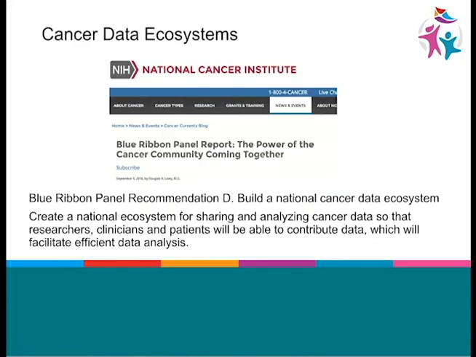So recommendation D. The recommendations were given letter designations, A, B, C, rather than Arabic numbers, because they're all equally important. So D recommends: build a national cancer data ecosystem, create a national ecosystem for sharing and analyzing cancer data so that researchers, clinicians, and patients will be able to contribute data, which will facilitate efficient data access.